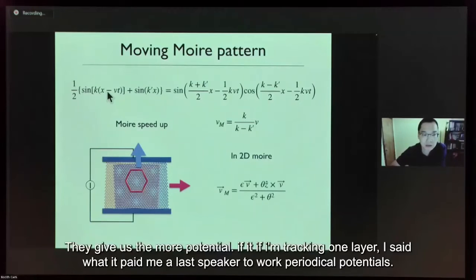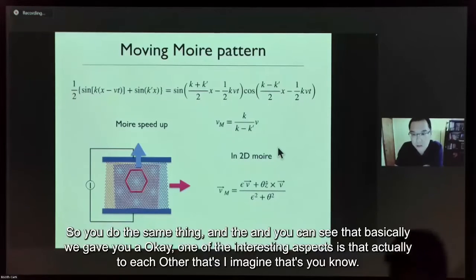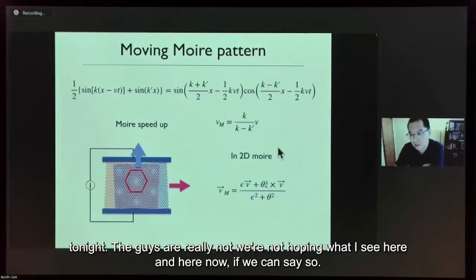If I'm dragging one layer, I simply give a velocity term to one of those periodic potentials. So you do the same thing, and you can see that this will give you the so-called Moiré speed-up. So Vm equals k over k minus k prime times v. And one of the interesting consequences is that when k and k prime are very close to each other, you should get a speed that's actually larger than the speed of light. And there's really nothing wrong with that, because we are not talking about the group velocity here.